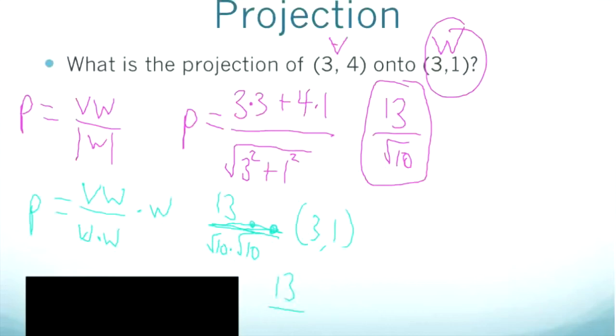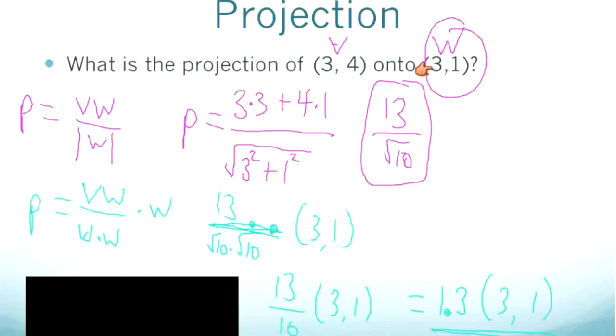So let's see what we're going to have. 13 on top, root 10 times root 10 is root 100, or in other words 10, times 3, 1. 13 divided by 10, I can reduce that to 1.3. And they actually leave their answer just like this. So they work out the entire projection in the very front to be a decimal, and then they leave it times the vector itself.